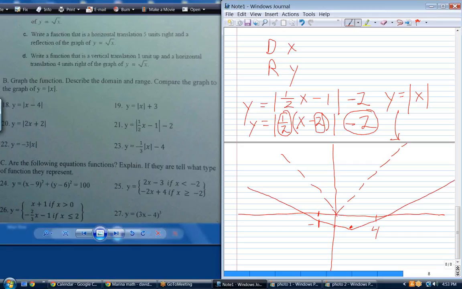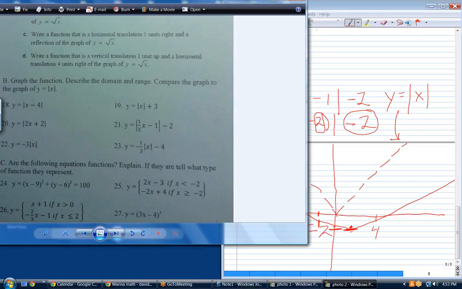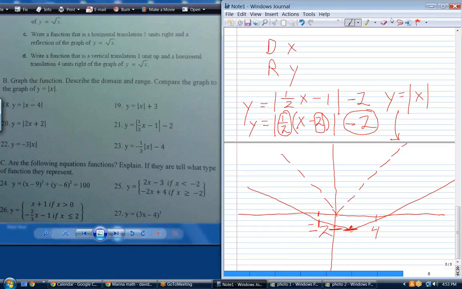What's the domain? X is greater than or equal to... Domain? Oh, all real numbers. What's the range? Y is greater than or equal to 0. No, what is this point? What's the y coordinate right there? Oh, -2. Yeah. Okay. Let's look at 22.